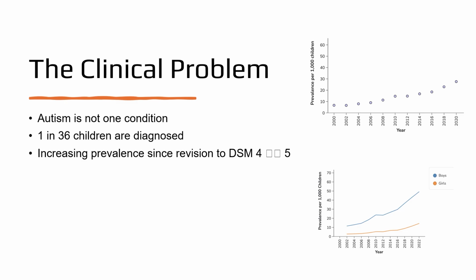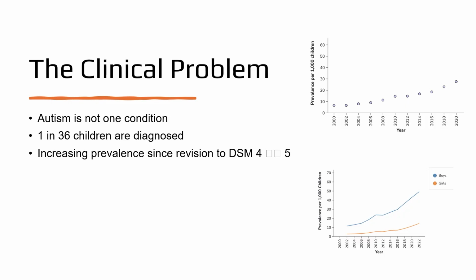Current data shows 1 in 36 children are diagnosed per year, with an increased prevalence as seen in the two graphs. Over the last 2 decades, diagnostic rates have increased steadily for both boys and girls. Looking at these graphs, we aren't just seeing an increase in diagnoses, but an increase in a diverse population that the current medical system isn't equipped to handle.